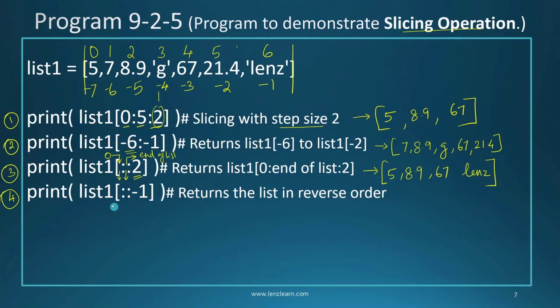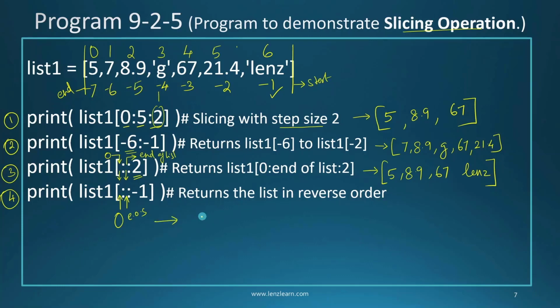By using the same mechanism, you can reverse the list also. The step value is -1. Alright, so -1 means it will start from here. So this will be the starting point and this will be the ending point, and it will add -1 to each of the index value to go backwards.